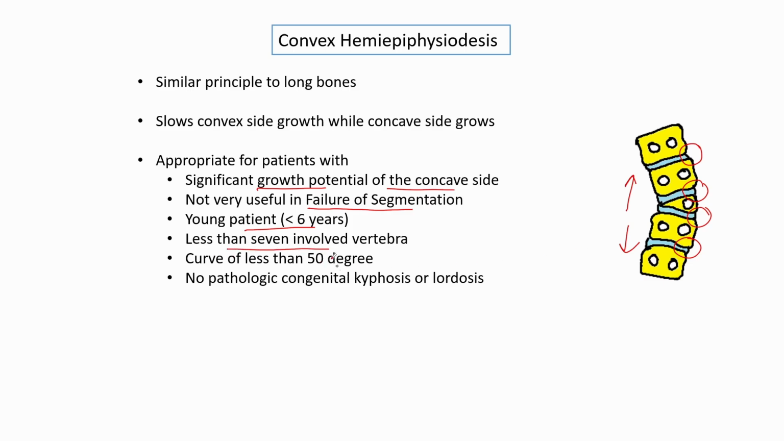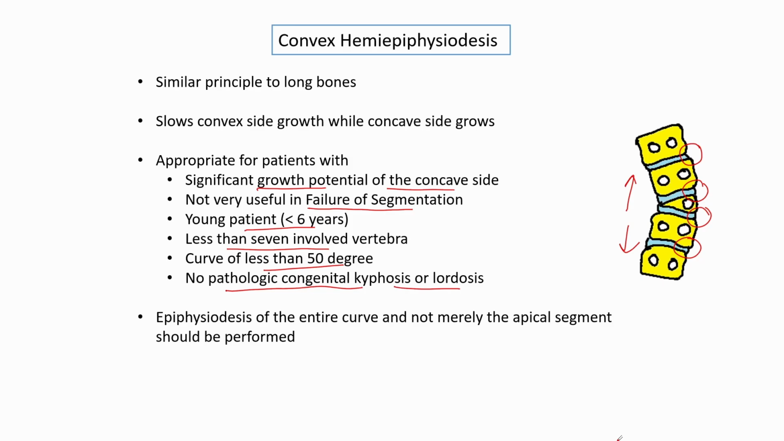Less than 7 vertebrae should be involved. The curve should be less than 50 degrees and there should not be any pathologic congenital kyphosis or lordosis present. Epiphysiodesis of the entire curve should be performed and not merely the apical segment. A rigid spinal immobilization should follow this procedure until the fusion is solid, which is usually 6 months.